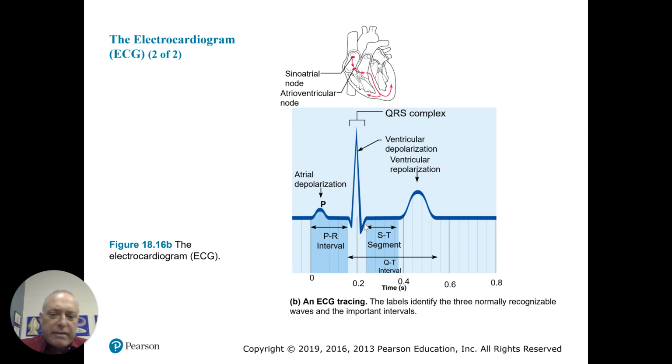You then have the ST segment, which is the difference between ventricular depolarization and repolarization. And so we've got another inflection here. And then this is all in a rate. So we've got 1 beat within 1 second. That's about 60 beats per minute.